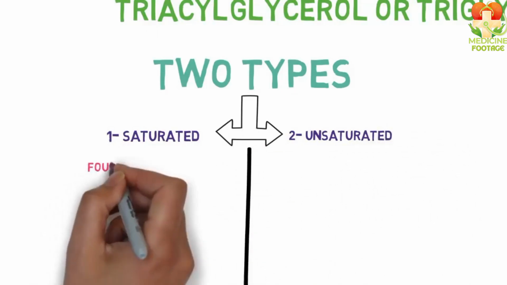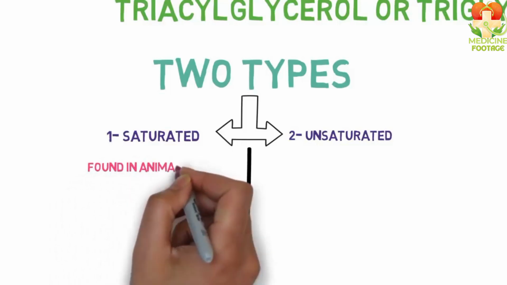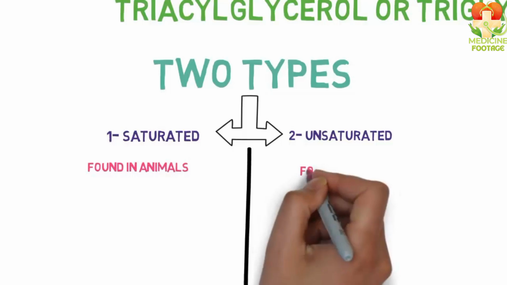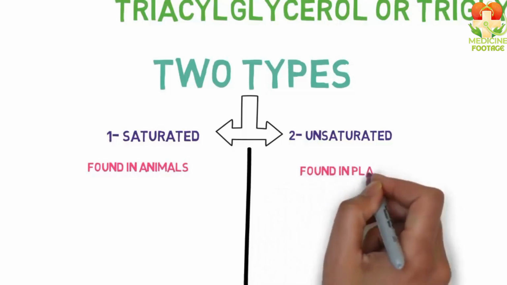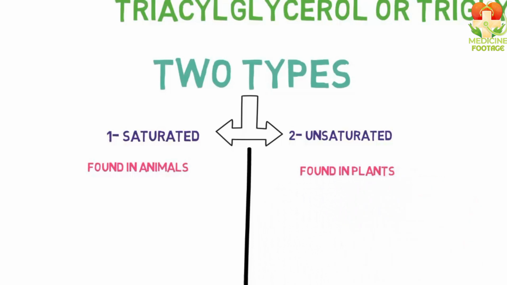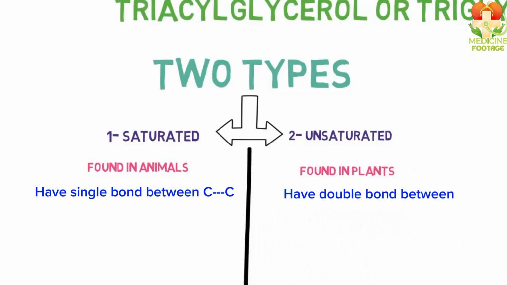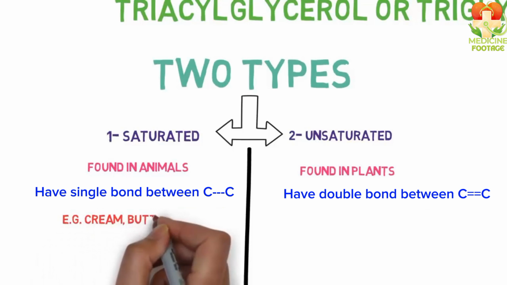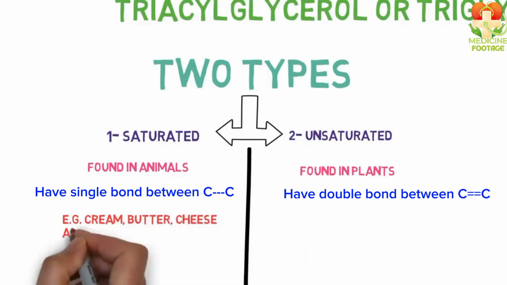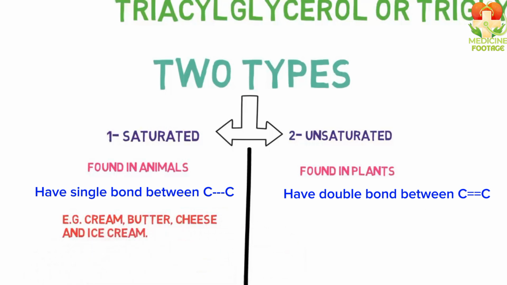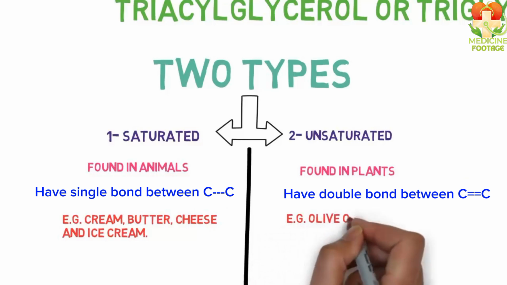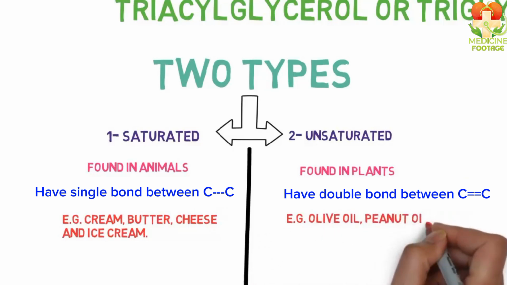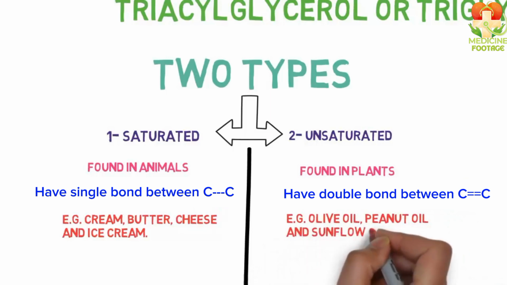What are saturated acylglycerol? Saturated acylglycerol are typically found in animals, while unsaturated acylglycerol are found in plants. Saturated acylglycerol have single bonds between carbon atoms, whereas unsaturated acylglycerol contain double bonds between carbon atoms. If we consider examples, saturated acylglycerol are found in products like cream, butter, cheese, and ice cream. Examples of unsaturated acylglycerol include olive oil, peanut oil, coconut oil, and sunflower oil.